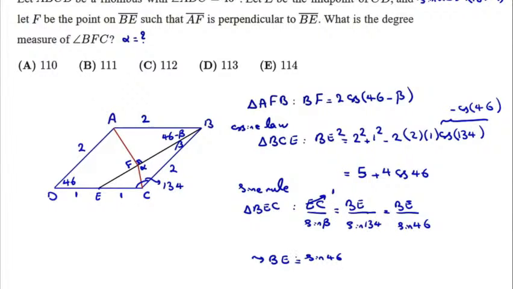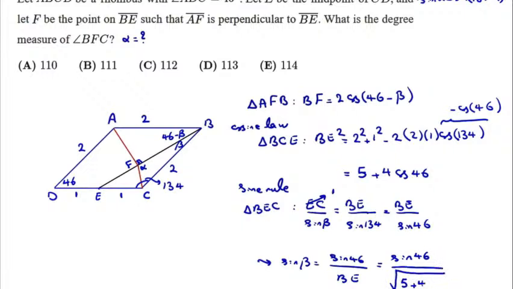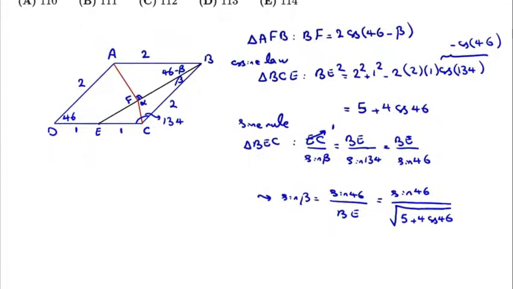Because we've calculated B, let's calculate sine beta here. If I want to calculate sine beta, it will be sine 46 over B. B squared is this, so B is the square root of that. It will be sine 46 over the square root of 5 plus 4 times cos 46. Now that we found sine beta, let's find also cos beta.